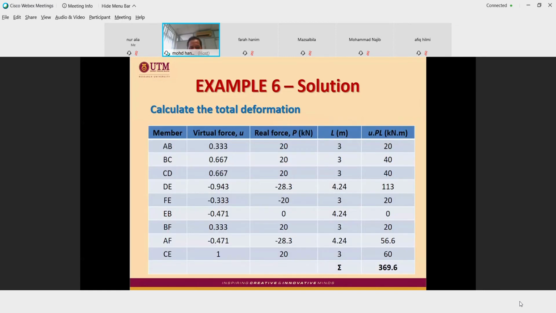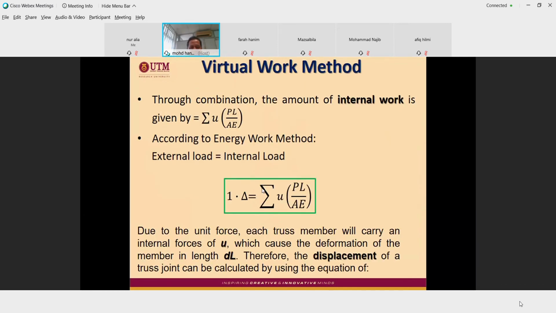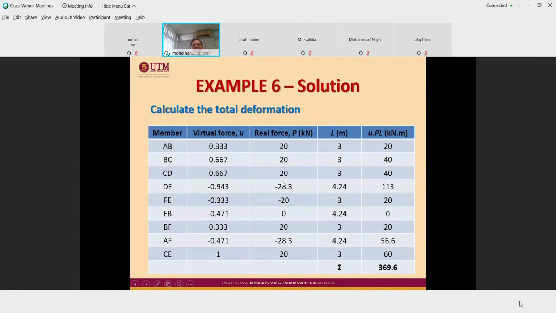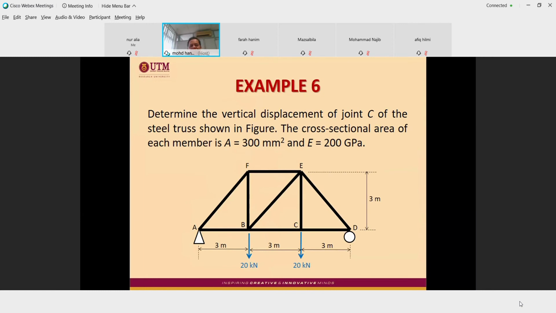The one that we need to understand is this formula here, and how this formula is represented in this table. Okay, and again, I repeat, in this question, A and E is consistent or constant. A and E is constant for all members.